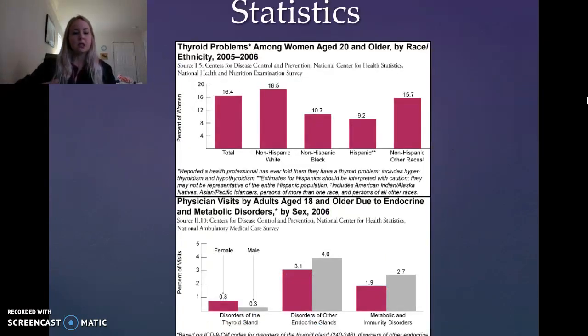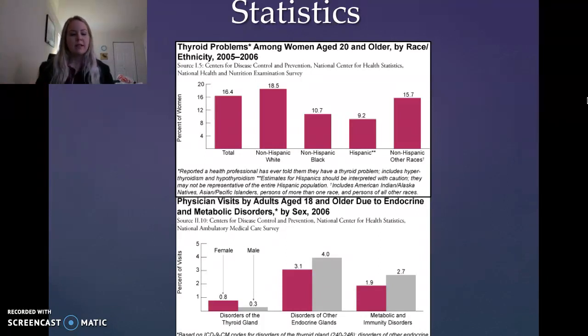These are two graphs that go into a little more of the statistics. The first graph shows thyroid problems among women aged 20 and older by race and ethnicity. For the most part, ethnicity doesn't make a huge difference in the percent of women that have a thyroid disorder. Non-Hispanic white is 18.5, non-Hispanic black is 10.7, Hispanic is 9.2, and non-Hispanic other races is 15.7. For stats' sake, they're all around the same. No one ethnicity has it more than others.